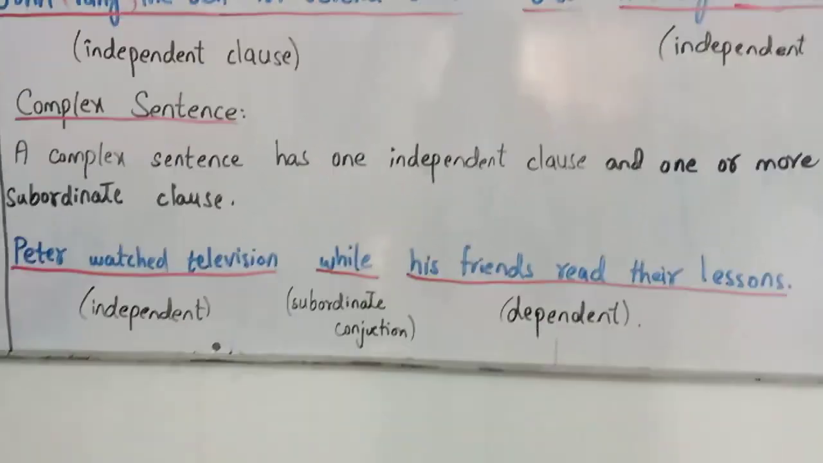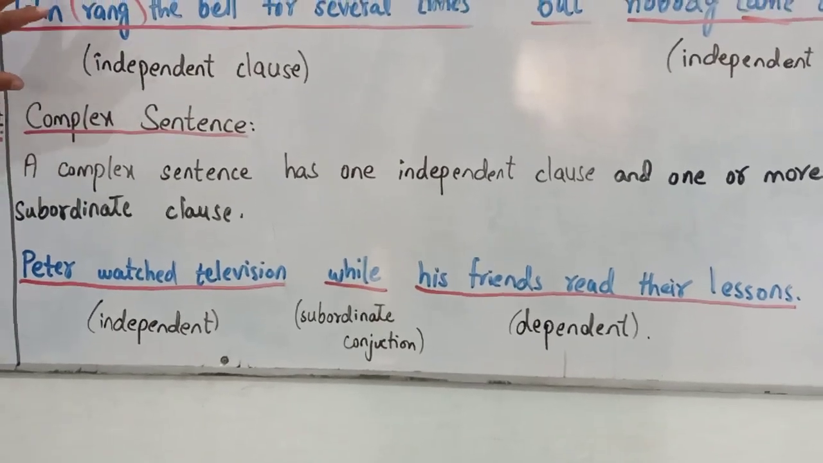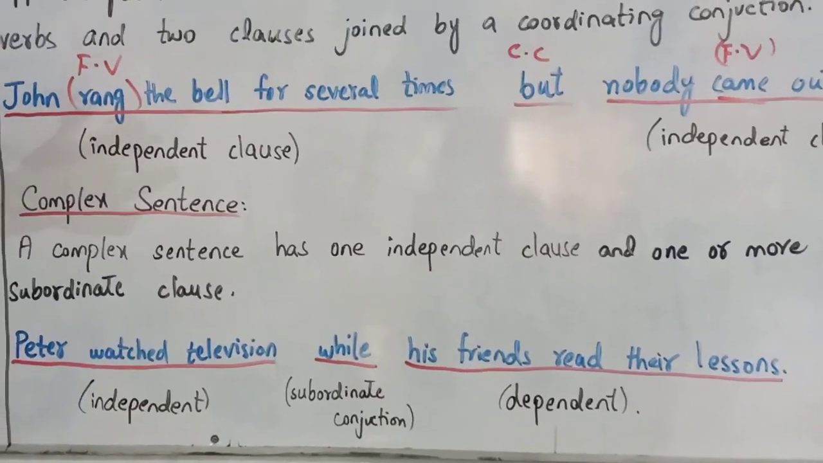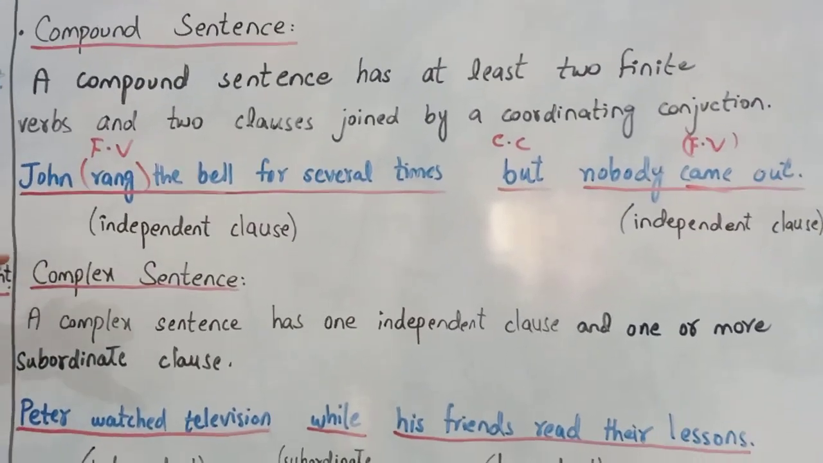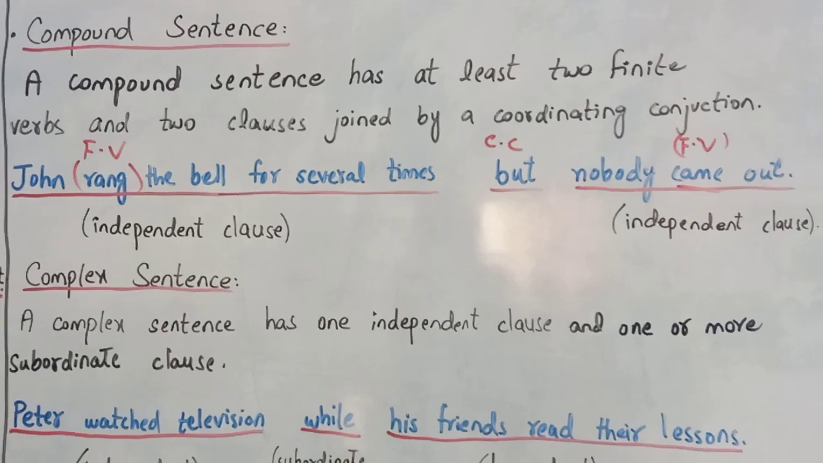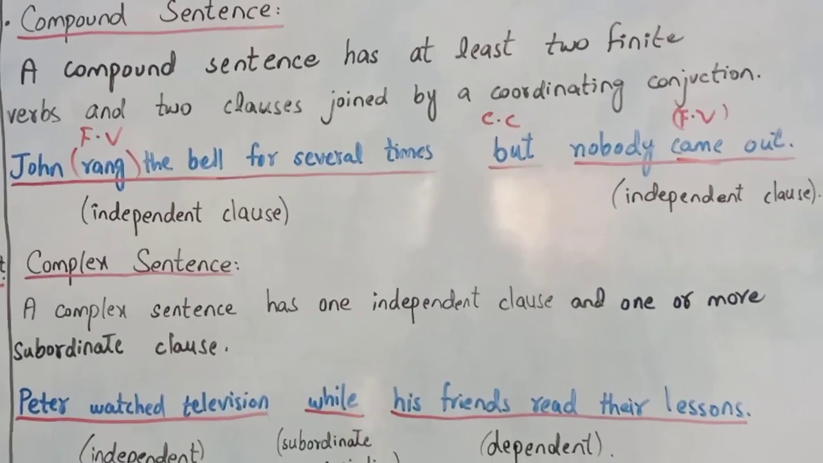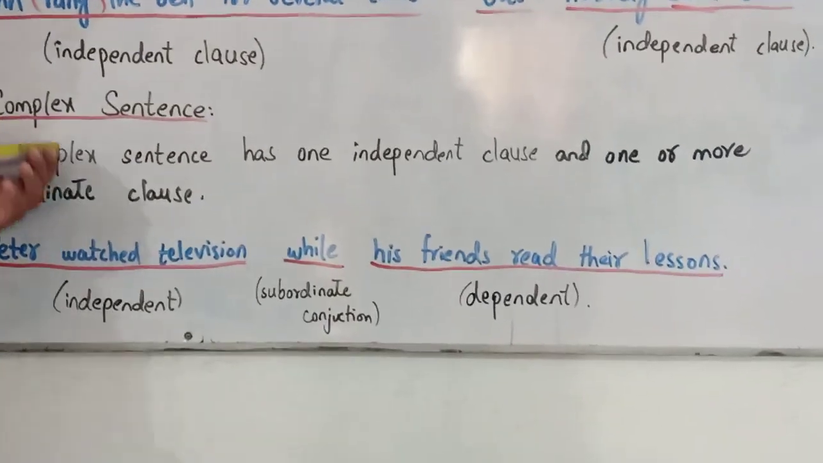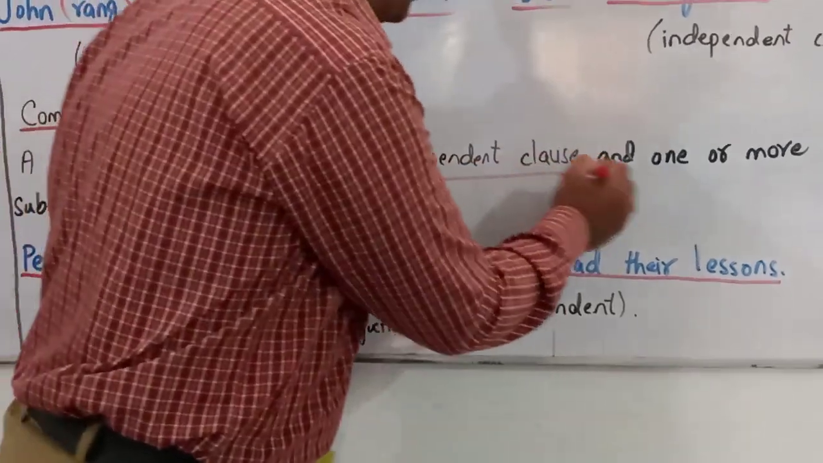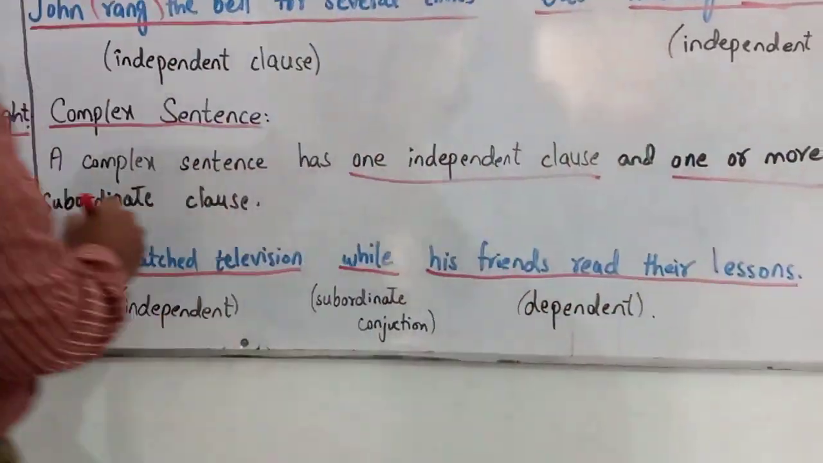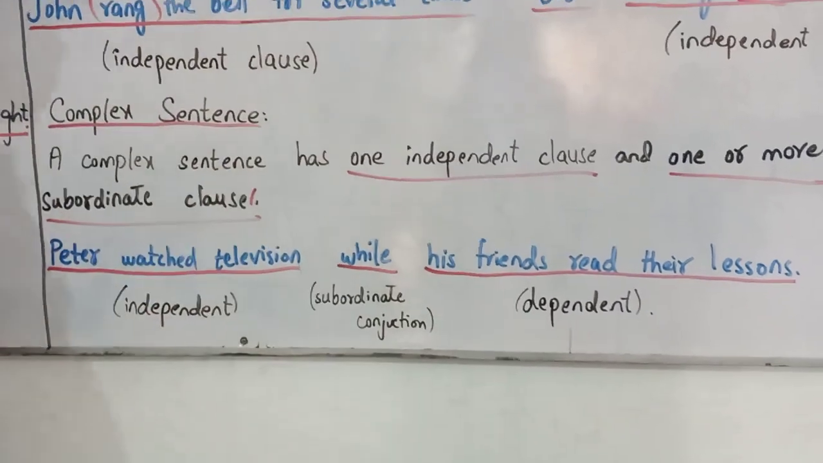Complex sentences. Then there are complex sentences. Did you get the understanding of it? Yes, sir. What is a compound sentence? It has both independent clauses. A compound sentence has two or more independent clauses. Clear? That is a compound sentence. And a complex sentence has one independent clause and one or more subordinating clauses or dependent clauses.